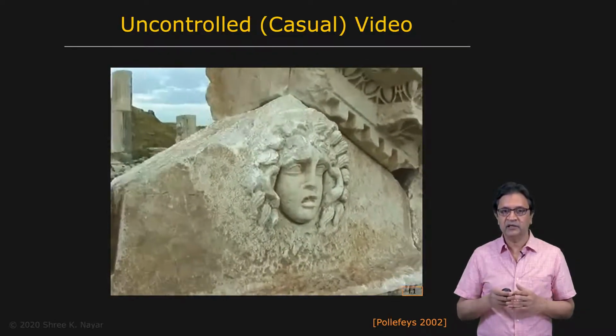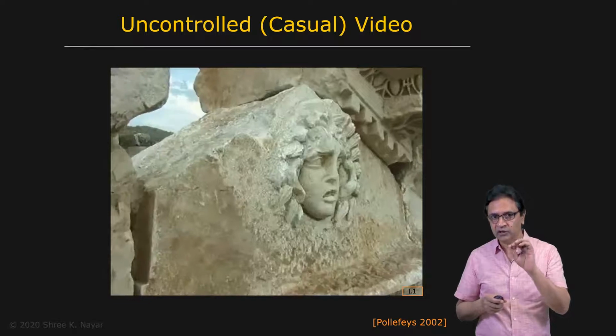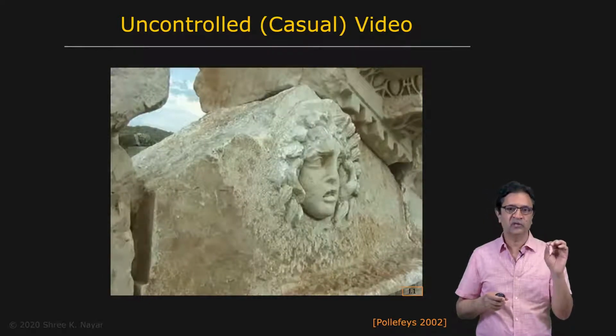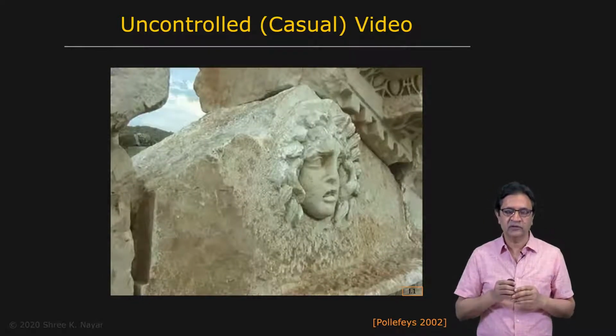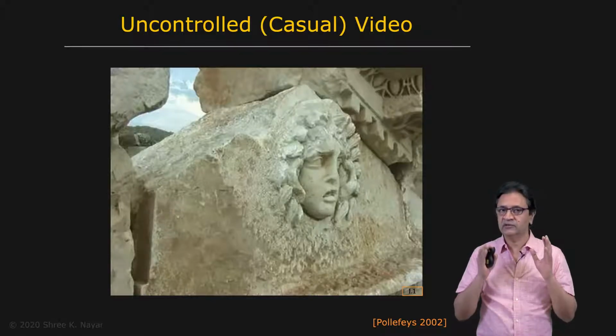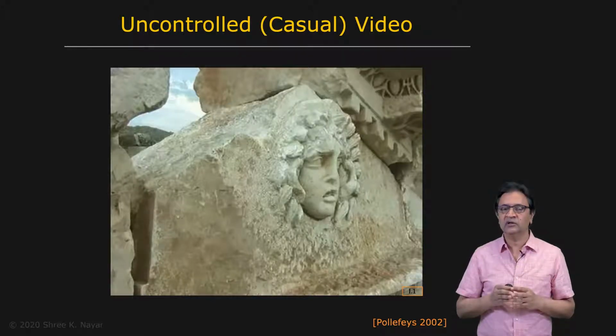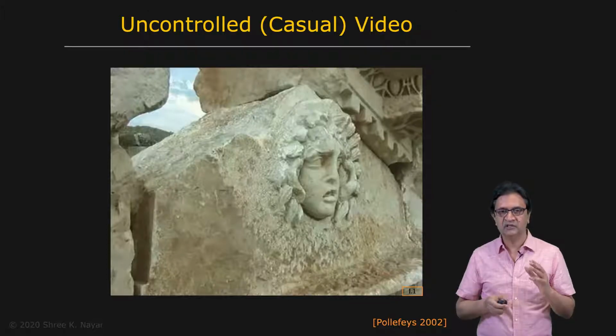What we mean by that is that the motion of the camera during the capture of the video is simply not known. All you have is the video. It turns out that from just this video, you can not only extract the three-dimensional structure of the scene, but also figure out how the camera moved through space. So this is the structure from motion problem.